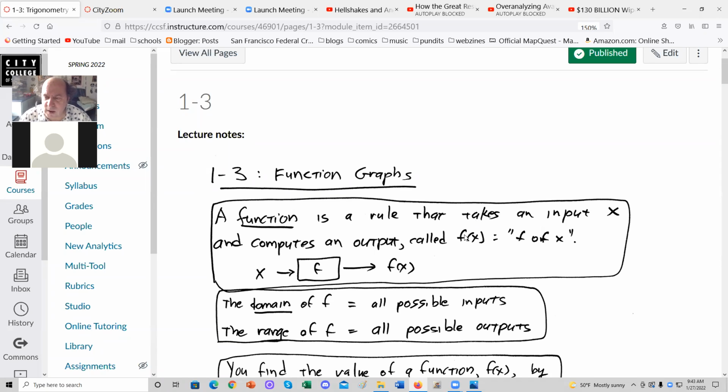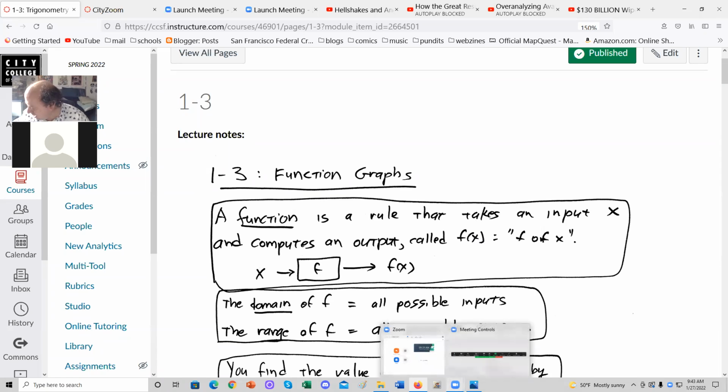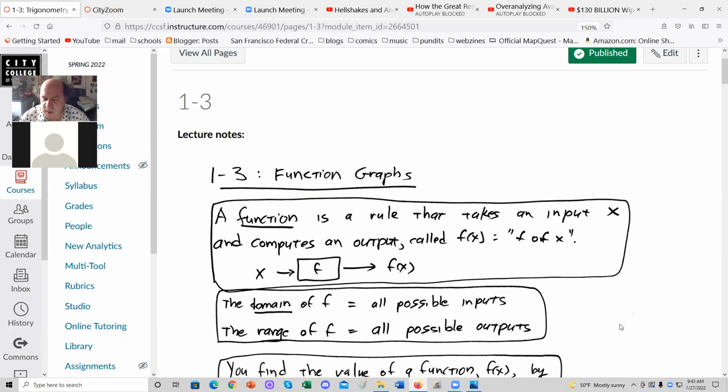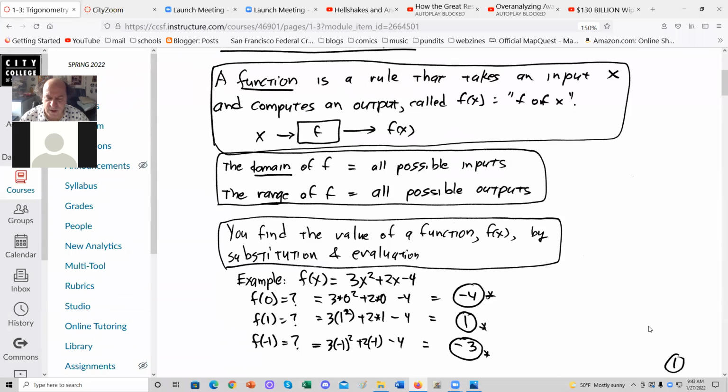It's denoted f of x. So you can think of x as a box. You put x in the box, out comes f of x. This calculator is a box full of functions. Now, the set of all possible inputs of f is called the domain of f. The set of all outputs of f is called the range of f.